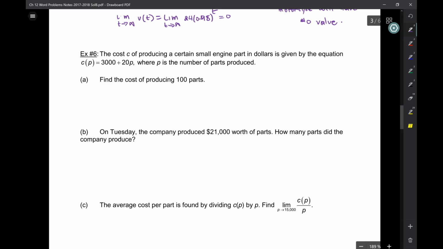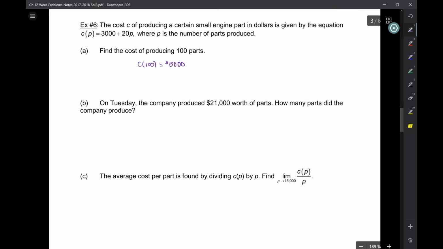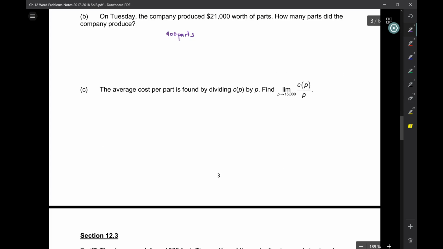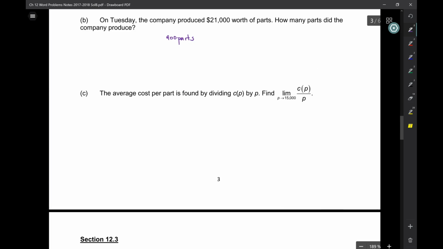So here, the cost of producing 100 parts, we would say C of 100, that's the proper notation. And we would say how much? $5,000, right? And here, how many parts did the company produce for 900 parts? And here, what is the average cost? $20.20.